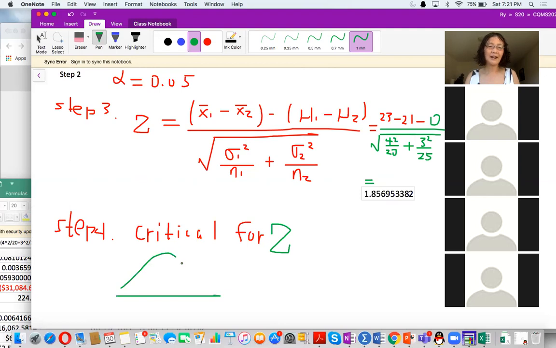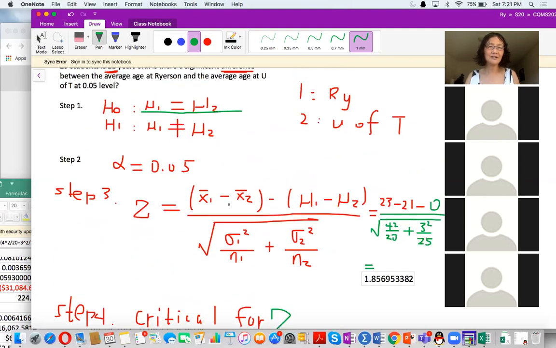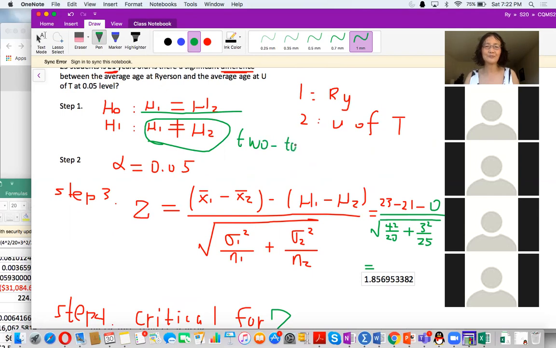This is a two-tailed test. How do you know it is two-tailed? See, this is an indicator. It is a two-tailed test, not equal, okay? Two-tailed test.